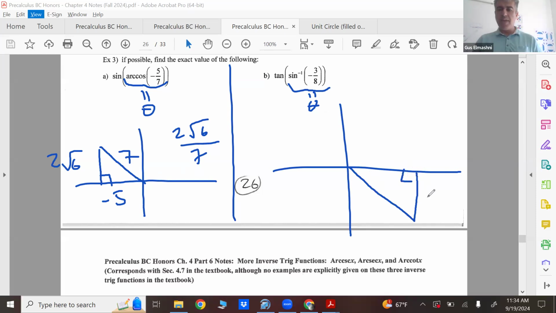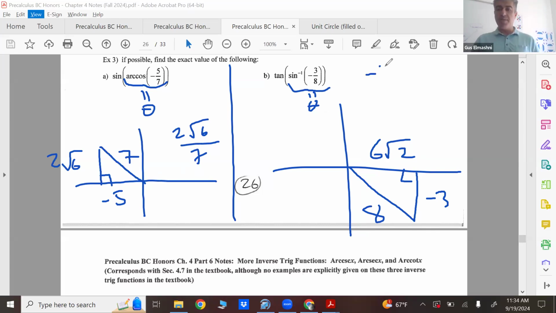I'm going to make that negative 3 and that 8, because that's O over H, -3/8. The Pythagorean theorem should give root 72, I think, or 6√2. Is that correct? Did I do that correctly? I think so. Yeah. Now I want tangent.